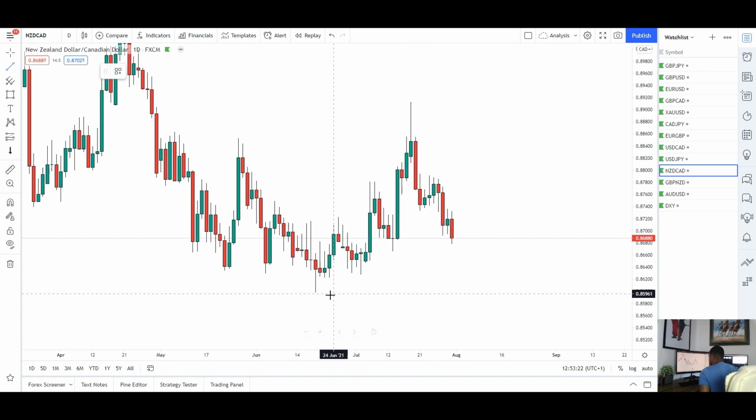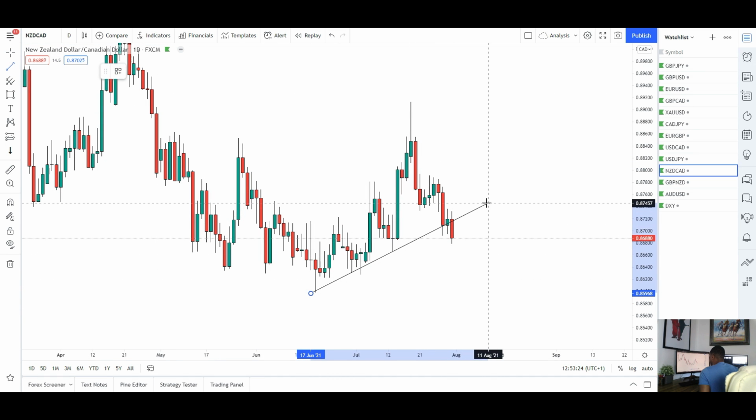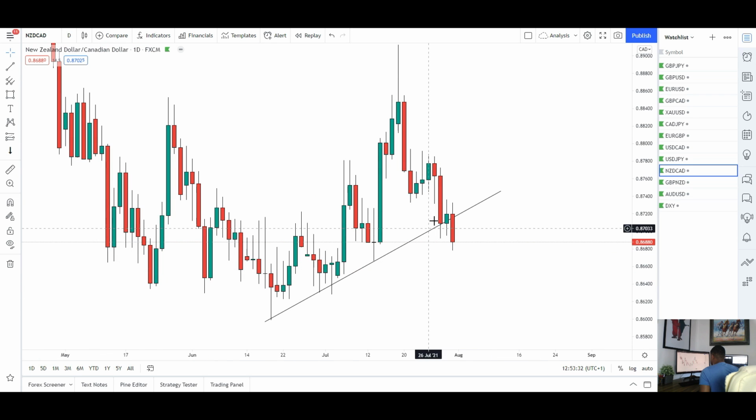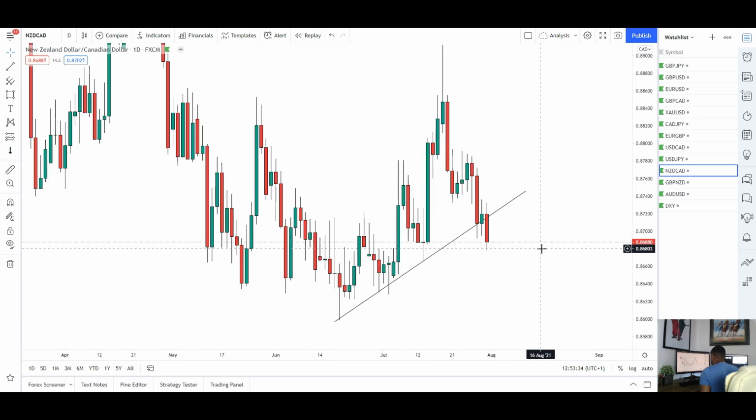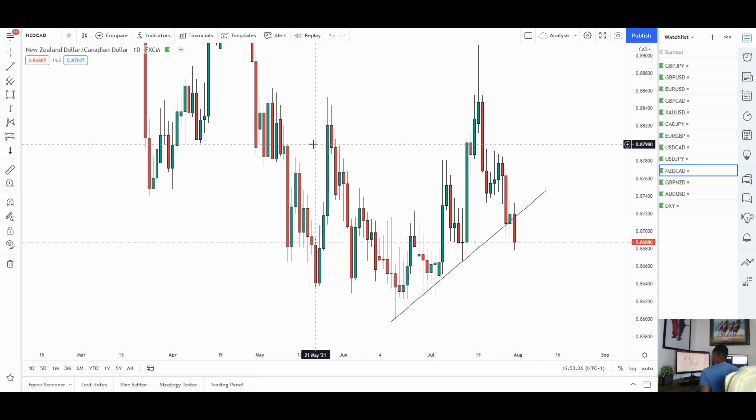I did say look for a retest of this trend line here and see what happens there in terms of price action, whether we hold on to this area or break through. As you can see, it does look like we're breaking through this area here for NZD CAD with that daily candle closure there. So overall, I'm expecting more downside for NZD CAD.